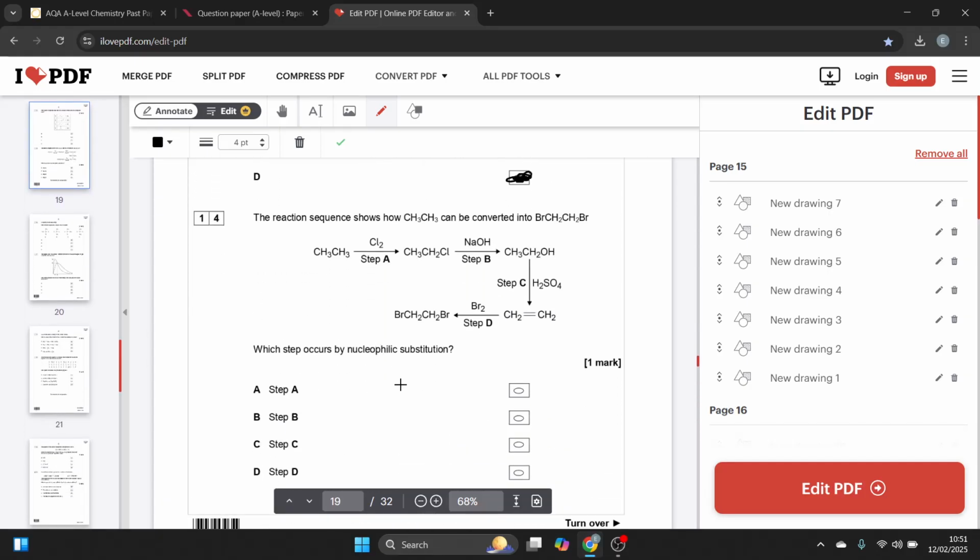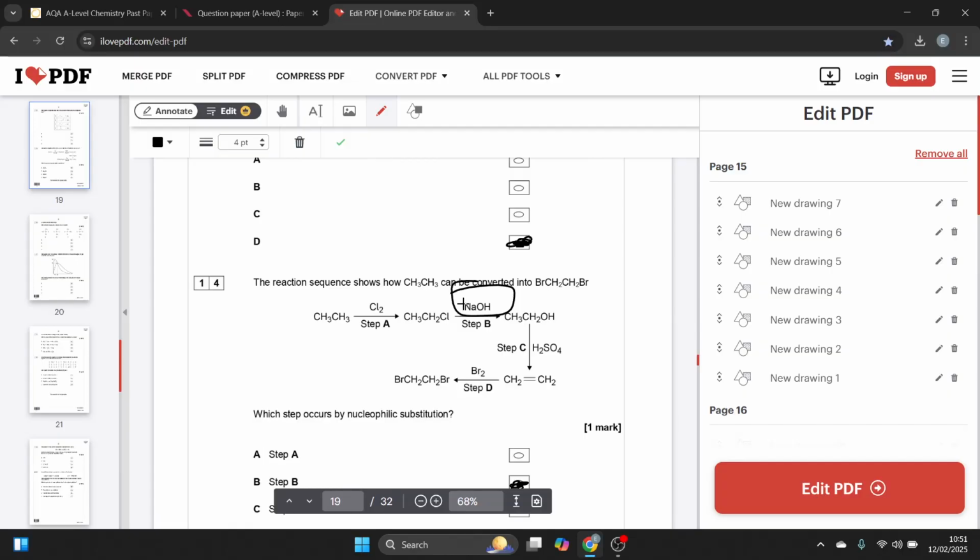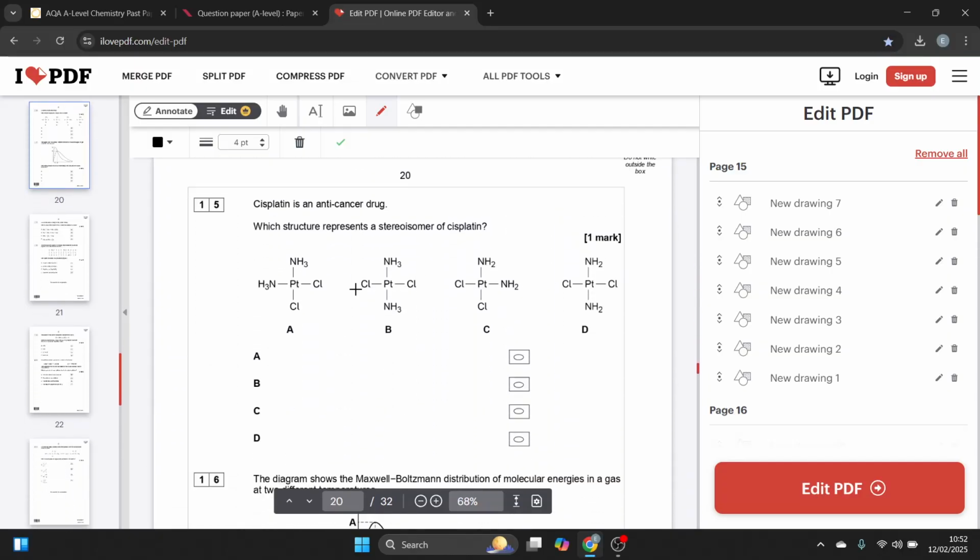Question 14, which step occurs by nucleophilic substitution? So CH3, use chlorine to get that. Then I use sodium hydroxide to get that, so it's obviously going to be step B. Because you use sodium hydroxide or potassium hydroxide, yeah, it's going to be nucleophilic substitution.